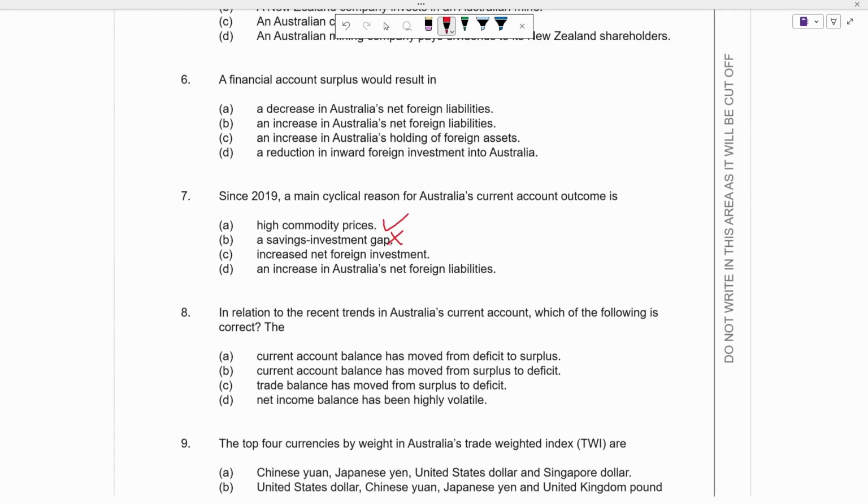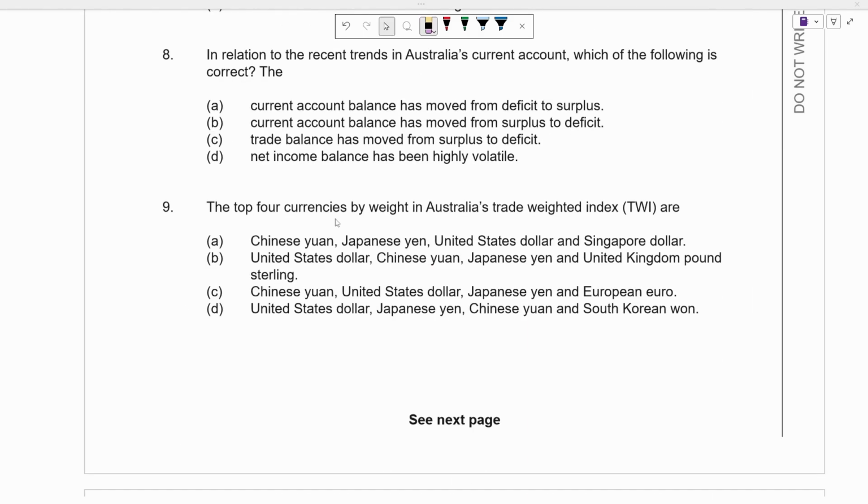And because Australia has a savings investment gap, this would mean we would have to rely on foreign investment to fund our investment needs. Therefore, we would have to pay interest and dividends overseas. This has led to a deficit in the income balance, therefore causing Australia's current account deficit for the past 40 years. C and D, they pretty much mean the same thing, as both of them would mean we would have to pay more interest and dividends overseas, therefore decreasing the income balance, thus contributing to Australia's current account deficit. So they're both incorrect.